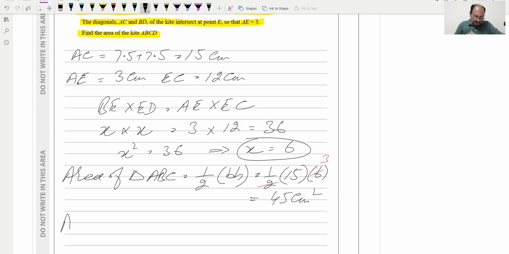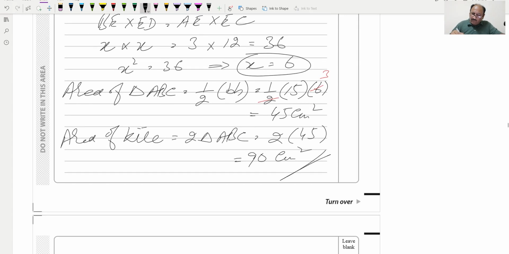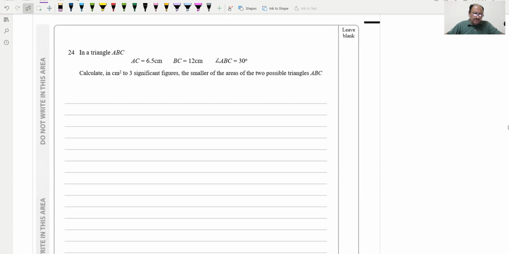So the area of the kite is double the triangle. Area of kite will be equal to 2 times area of ABC, which is equal to 2 times 45, and this will be equal to 90 centimeter square. And this is our final answer for this question. Hopefully you understood this. Now question number 24 is a little tricky.